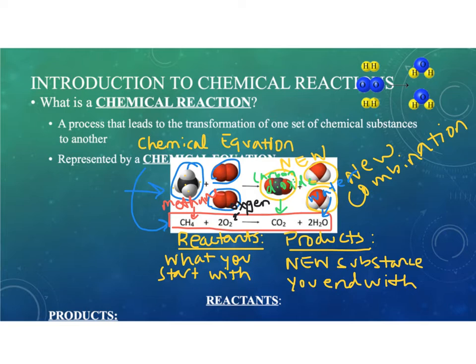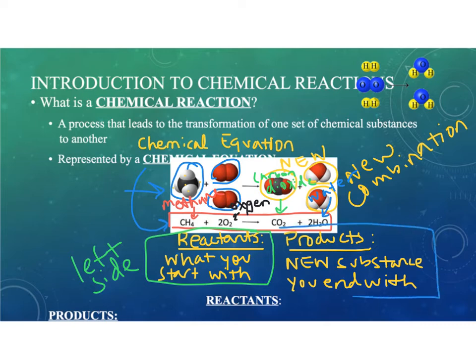All right, and then the last thing we're going to talk about on this slide is the difference between reactants and products. So reactants are always on the left side of the chemical equation, always on the left side, and that's what you start with. So chemical equations are always read left to right, just like we read books. And so on the left side, we have our reactants, what we start with. And then on the right side, we have our products, or what we end with. Okay, and again, this is always on the right side.